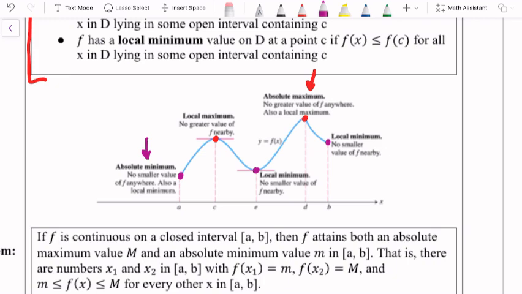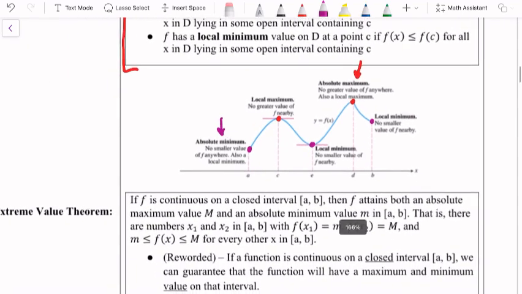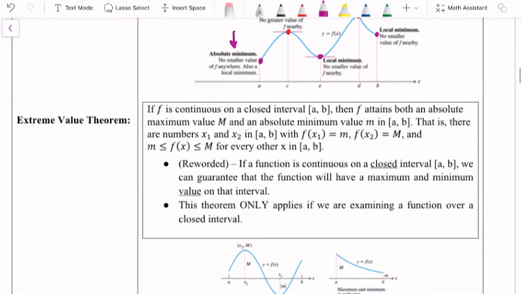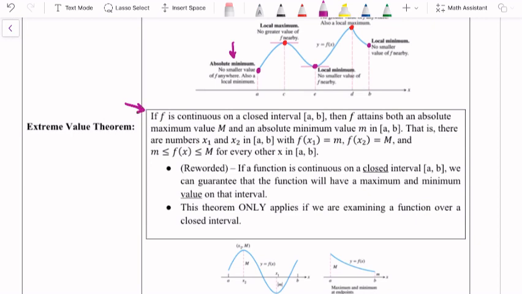Now notice here that minimums and maximums can occur at the endpoints. So when we have endpoints, we need to take those into consideration as being a maximum or a minimum. And so here, the absolute minimum is an endpoint. All of this is going to lead us into the extreme value theorem. So you can pause the video, take a second to read this definition, and then we'll pick back up in a second.